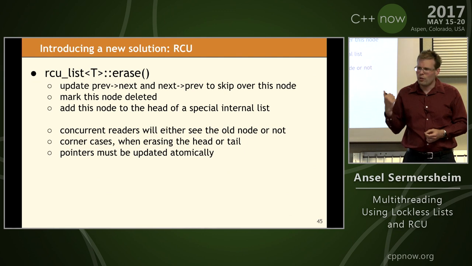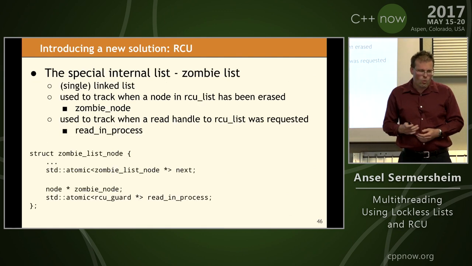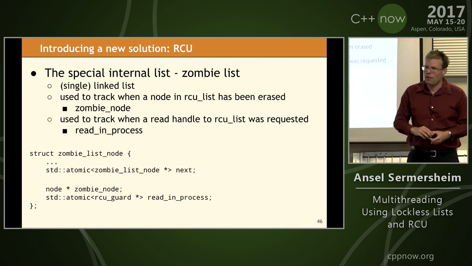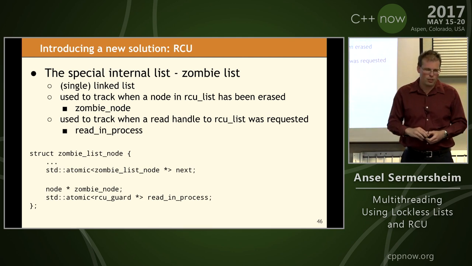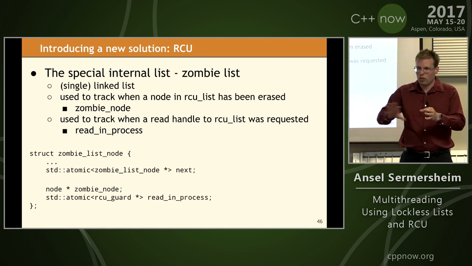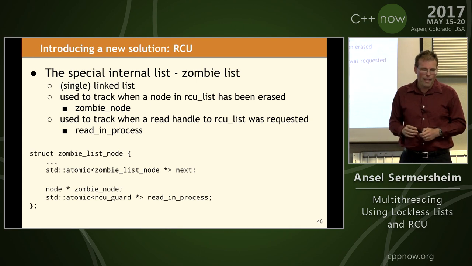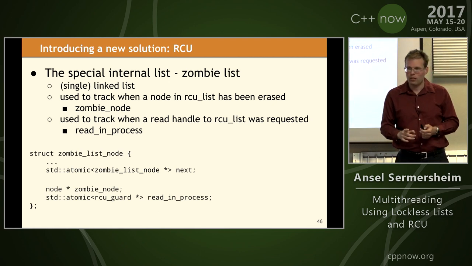But what do we do afterwards with the old node? Well, that's where we keep track of it, on this special internal list called the zombie list. It's a singly linked list. It's a completely separate auxiliary data structure in the RCU list that is used to track when a node has been erased. It's also used to track when a read handle to the RCU list was opened or was created.